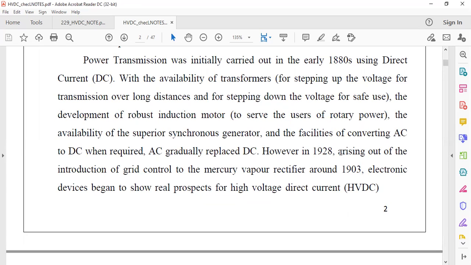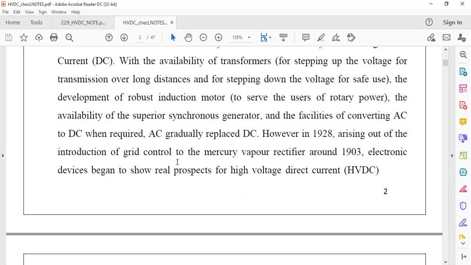However, in 1928, arising out of the introduction of grid control to the mercury vapor rectifier around 1903, these are all the things. Just he said that at first we used only DC. You need to note that the first transmission system was DC only, not AC. He tried to say that, okay, right.